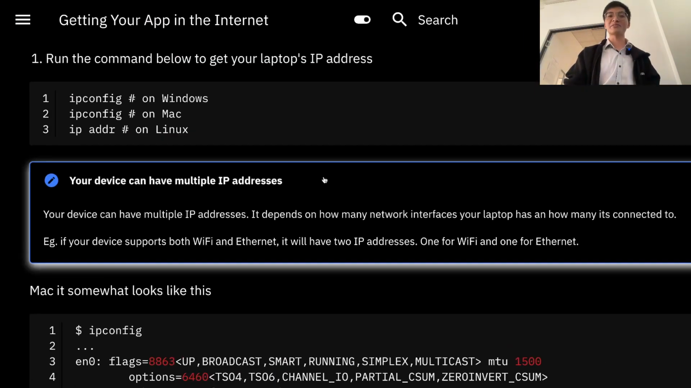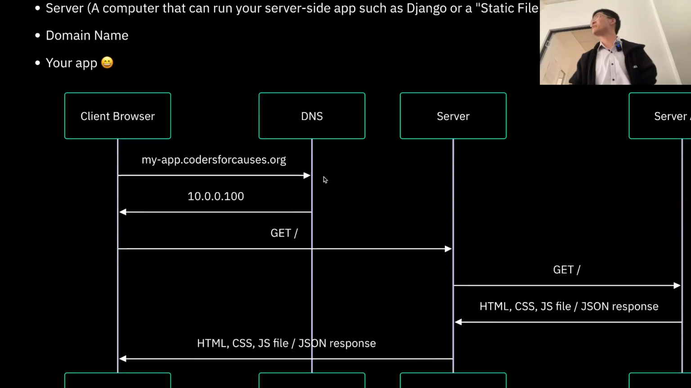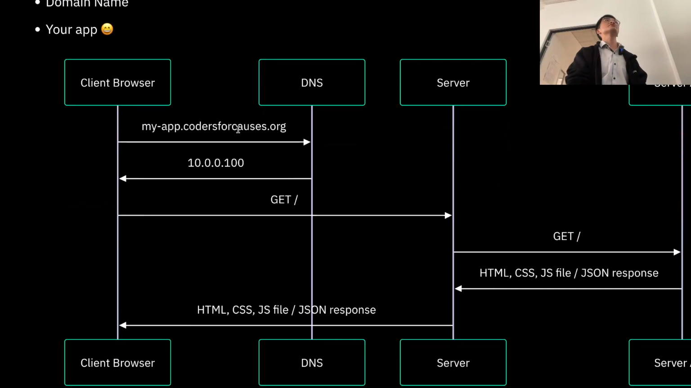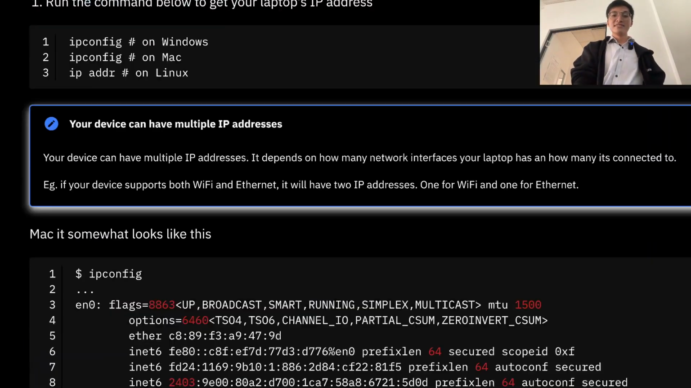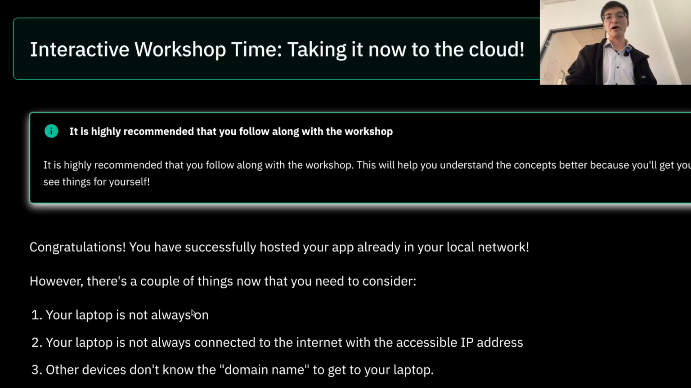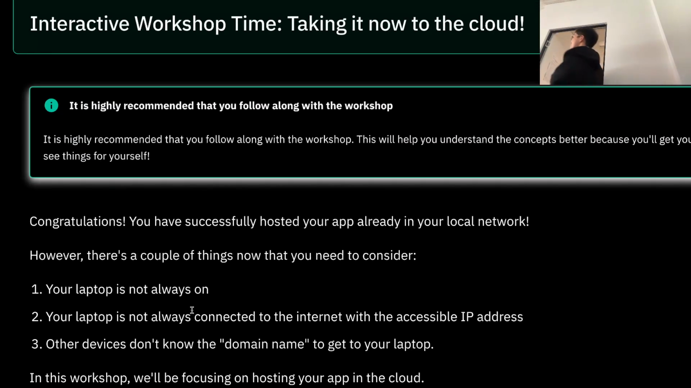So we're going back to this diagram that I'm showing you here. My client browser was talking to kubernetes.docker.internal right there. It goes to DNS. DNS will return 127.0.0.1, and then the client browser will perform this entire handshake of getting that hello world index.html. So yeah, so far, congratulations, you've successfully hosted your app, but it's only in the local network.